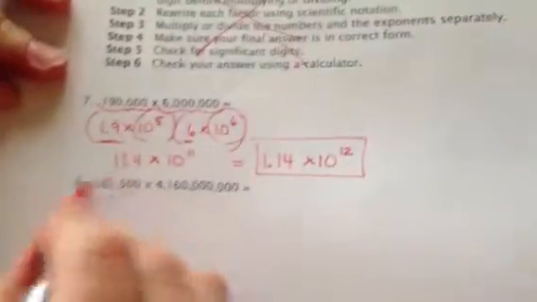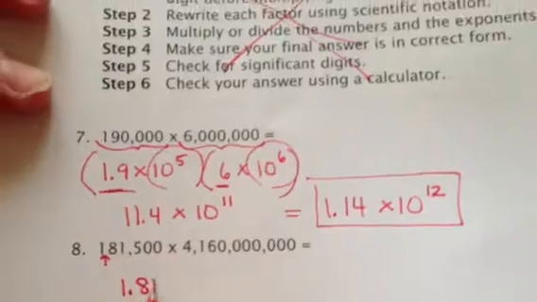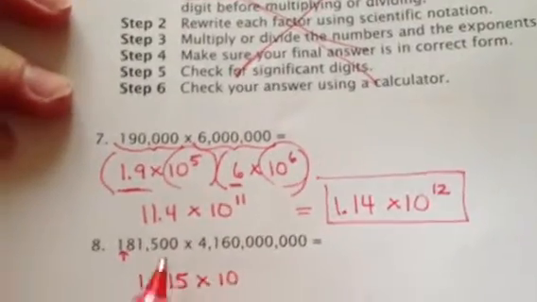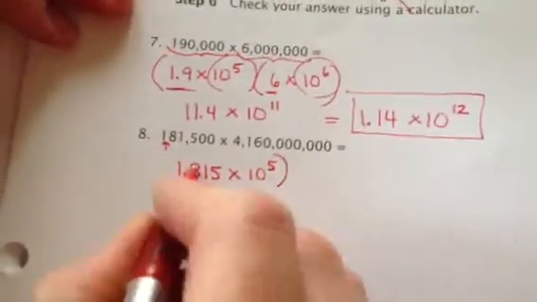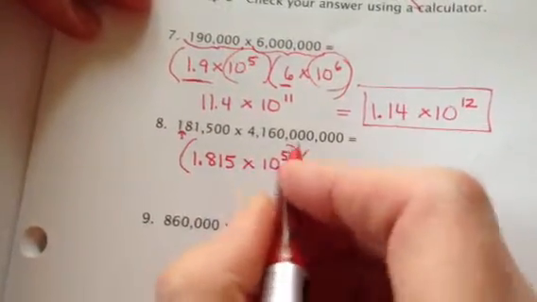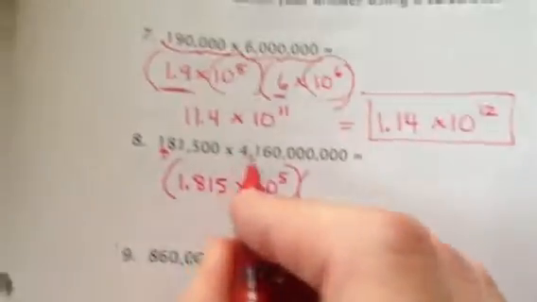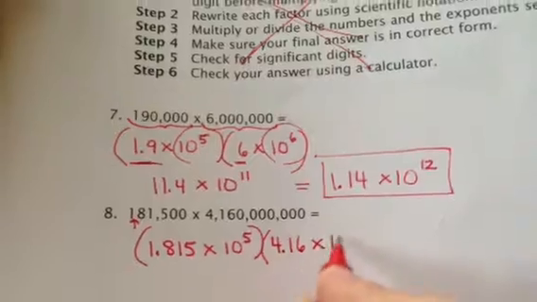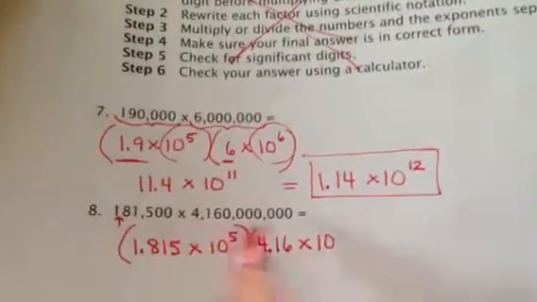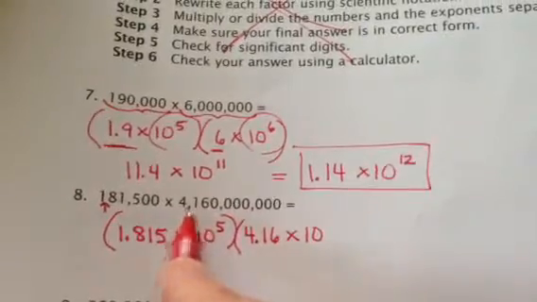Okay? Put this one in correct scientific notation. It's going to go right there. So it's going to be 1.815. You moved your decimal 3, 4, 5 places. Now, this one I'm going to put the decimal right here. So it's going to be 4.16. Think about how many places you moved it. 1, 2, 3, 4, 5, 6, 7, 8, 9.